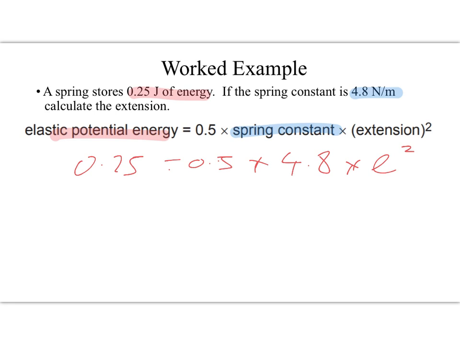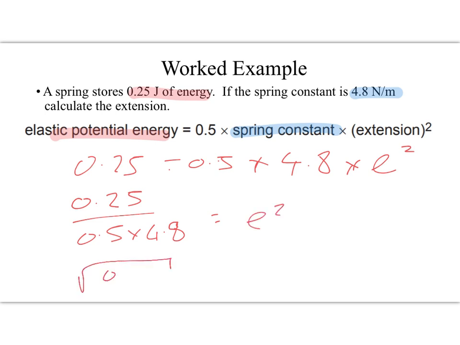So now we're going to get a rearrangement here. So we get 0.25 over 0.5 times 4.8 is equal to E squared. So then we have to square root the 0.25 over 0.5 times 4.8 to get E. And if we put it onto a calculator, you'll find that E is equal to 0.32, rounded to two significant figures, and that should be meters. Okay, so hopefully you've followed that through. The key thing here is the squared term means we need to introduce a square root.